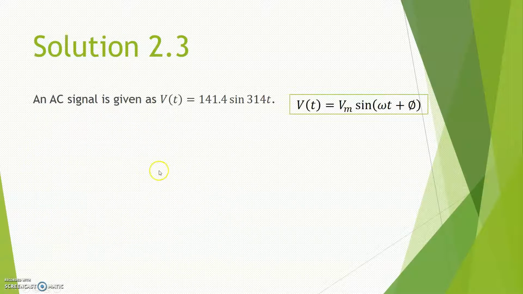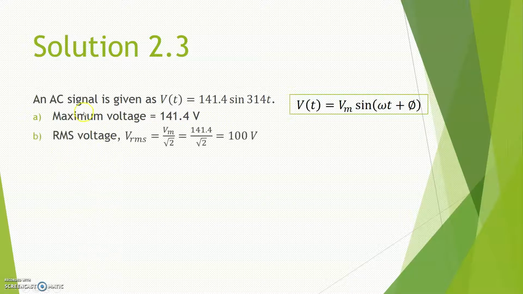For the solution, you refer to the equation. This is the general equation of the sinusoidal voltage, Vt equal to Vm sin omega t plus phi, where phi is your phase difference. A, the maximum voltage Vm, is 141.4 volts. Next, the RMS voltage is given by Vrms equal to Vm divided by square root 2. In this case, 141.4 divided by square root 2 is equal to 100 volts.